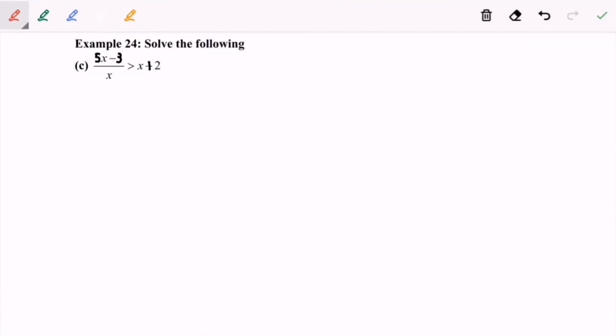Hello everyone. So now I'm going to discuss example 24c, which is (5x minus 3) over x greater than x plus 2. Question number 1, I'm going to ask, are we allowed to cross multiply the value of x? The answer is no, because x is not a constant, it's a variable.